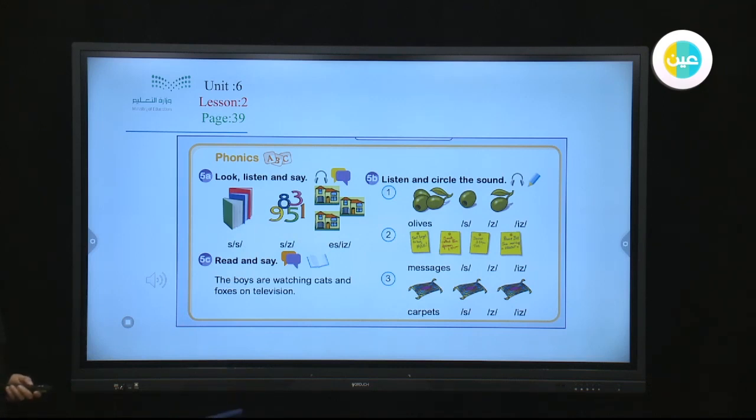Very good. Let's move to 5B. So now you can say them. Books, numbers, houses. Okay, listen. Unit 6, Lesson 2, Activity 5B. Phonics. Listen and circle the sound.